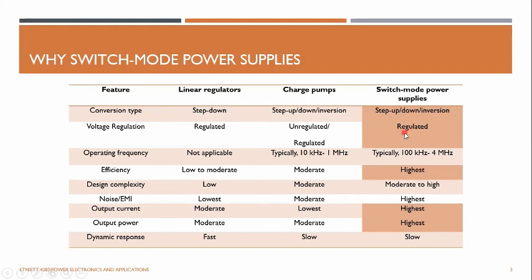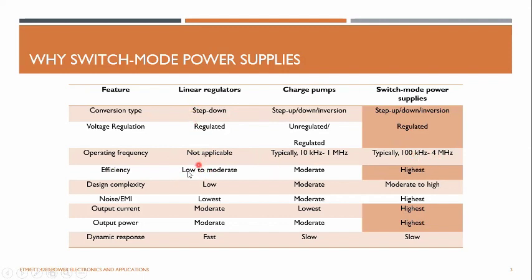That is very important. Next, operating frequency. Linear regulators don't need to switch; it's like a transistor or MOSFET driven series pass device. So no switching, it's a pretty linear controller. Charge pumps are switched in the frequency range of 10 kilohertz to 1 megahertz. Switch modes are typically driven from 100 kilohertz up to 4 megahertz.